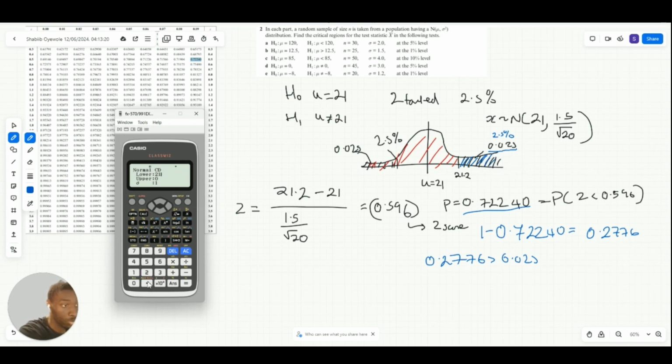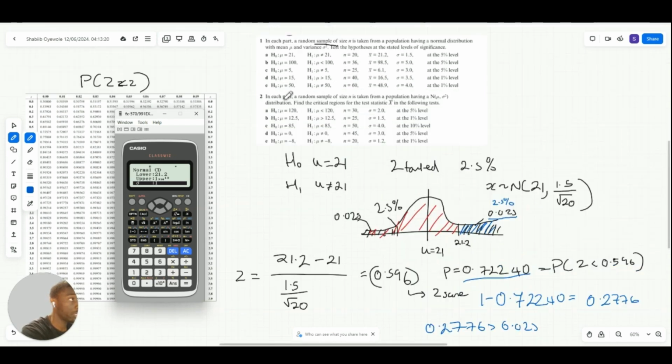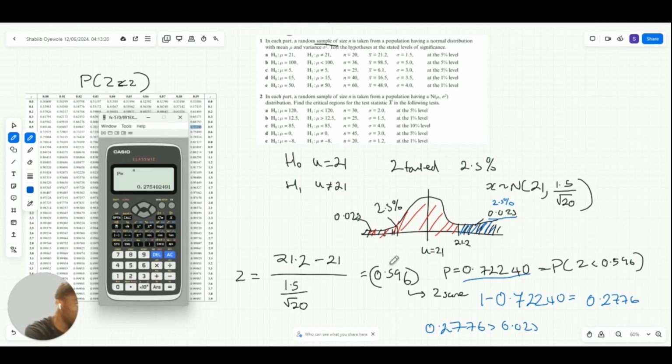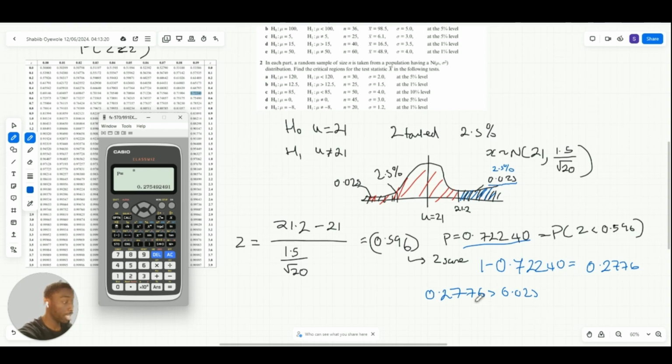So my lower bound is going to be 21.2, and then my upper bound is going to be a very large number. So it can be up to infinity, but it can be any large number. Now my standard deviation, which is given to me as 1.5, I'm going to divide by the square root of 20. And then my mean, which is 21. And in my calculator, I get 0.275. And that is very close to the table value, which was 0.2776.